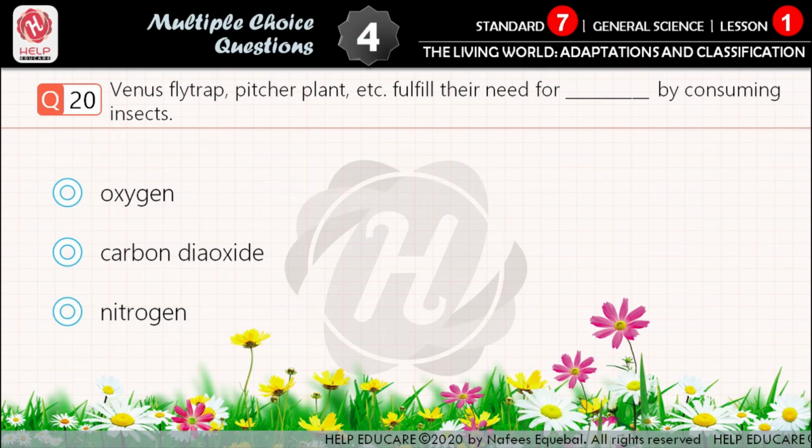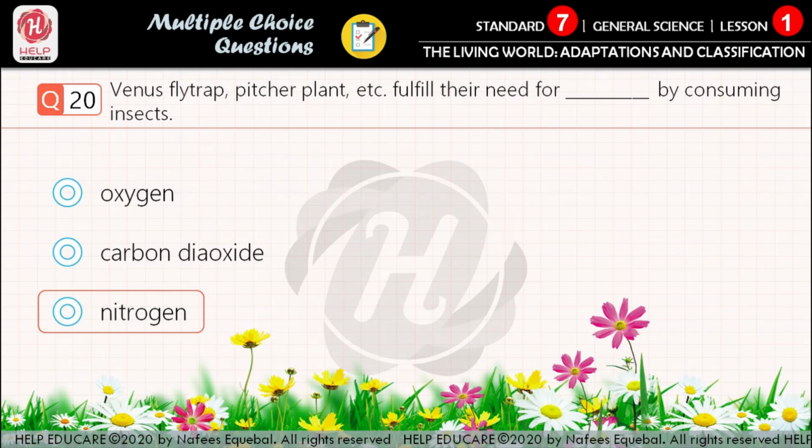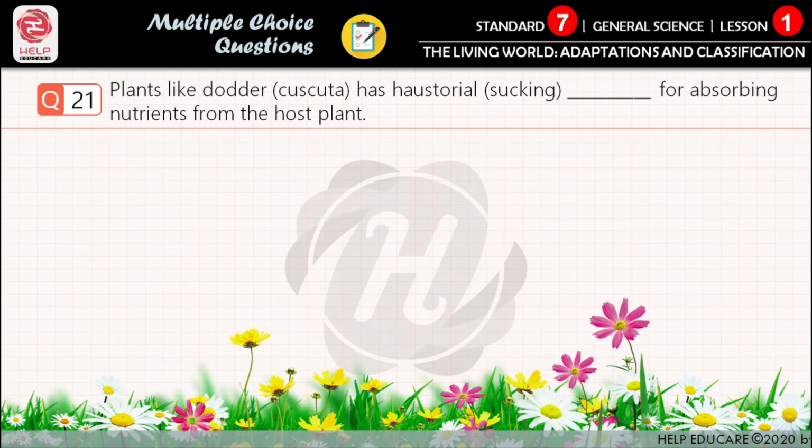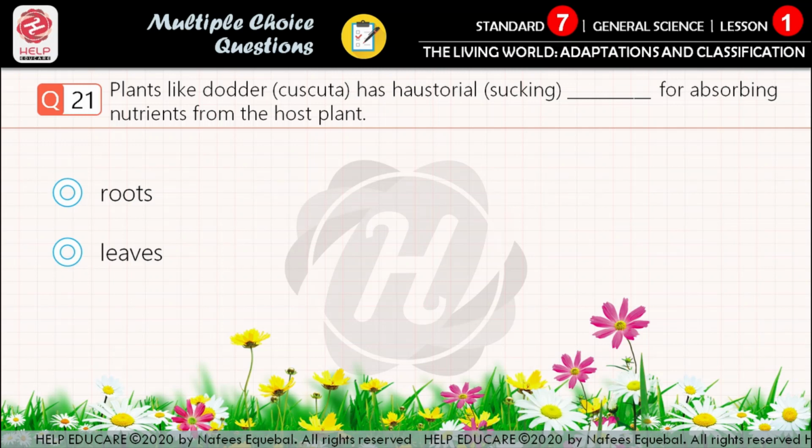Correct answer is nitrogen. Question number 21. Plants like dodder has haustorial dash for absorbing nutrients from the host plant. First option, roots. Second option, leaves. Third option, flowers. Fourth option, stems.